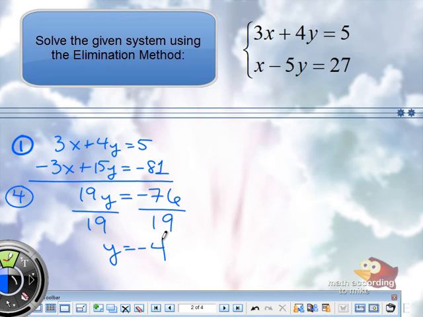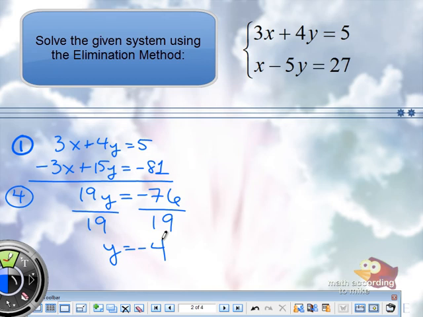Very good. Yes? So you multiply whatever number you choose all across. Yes, so we multiplied all 3 terms by -3. Oh, okay, including the answer. Including the number, yes. Whatever you do to one side, you have to do to the other. Yes. Well, now that we got y to be -4, we have to find the x.